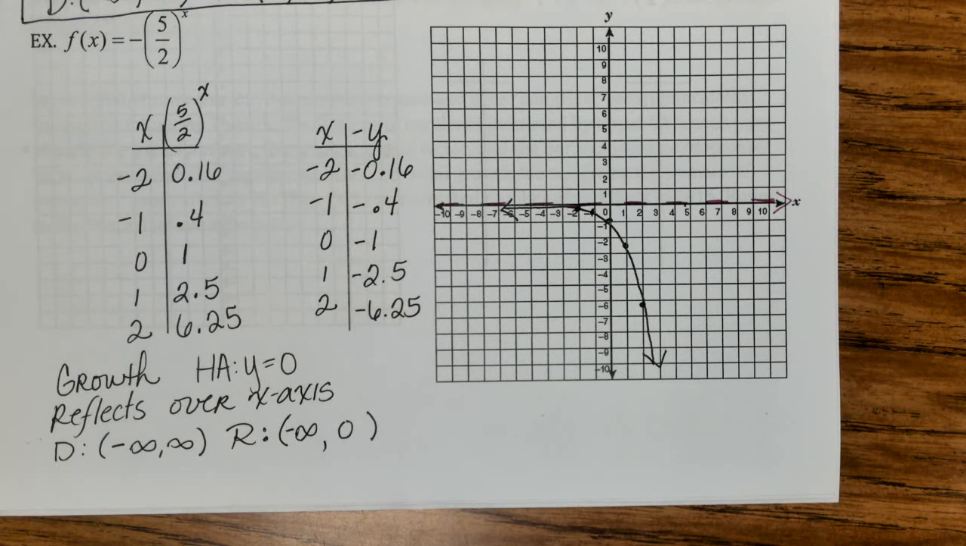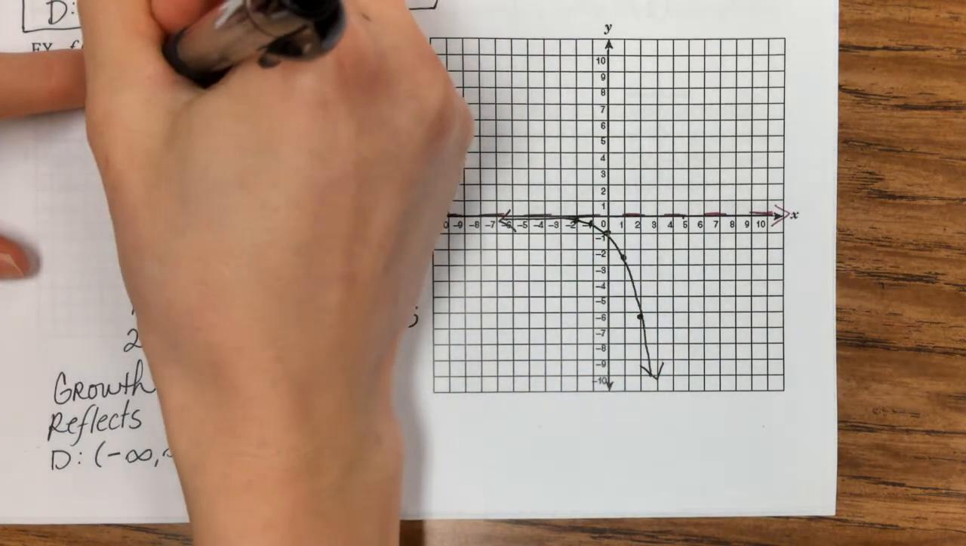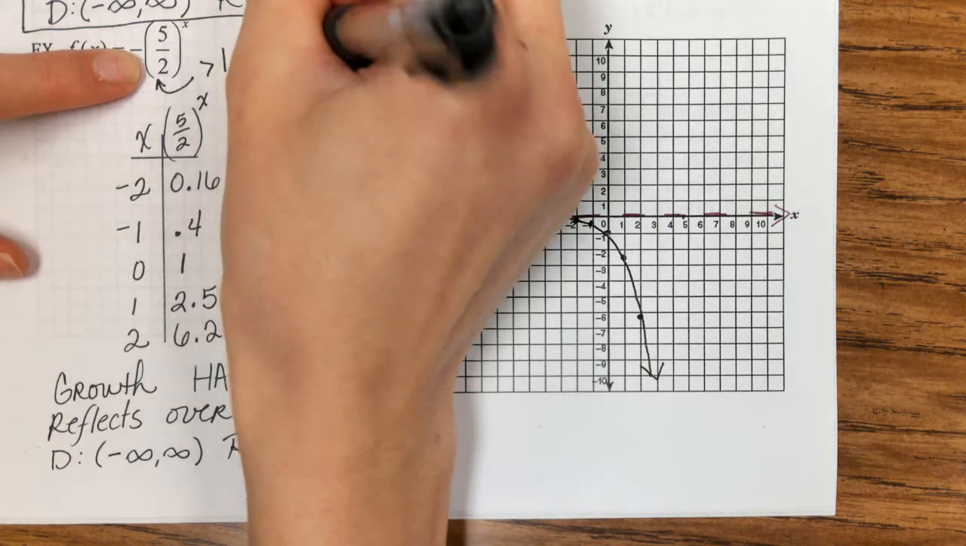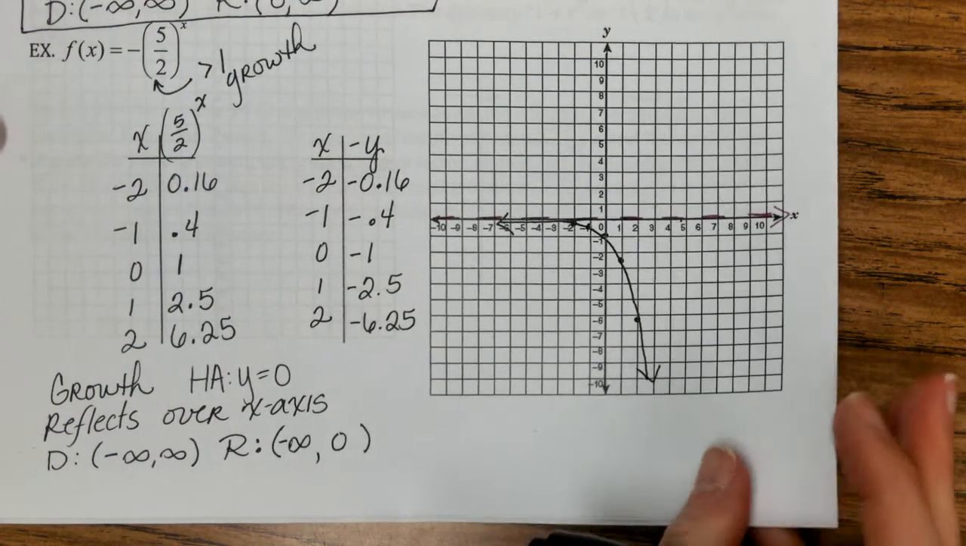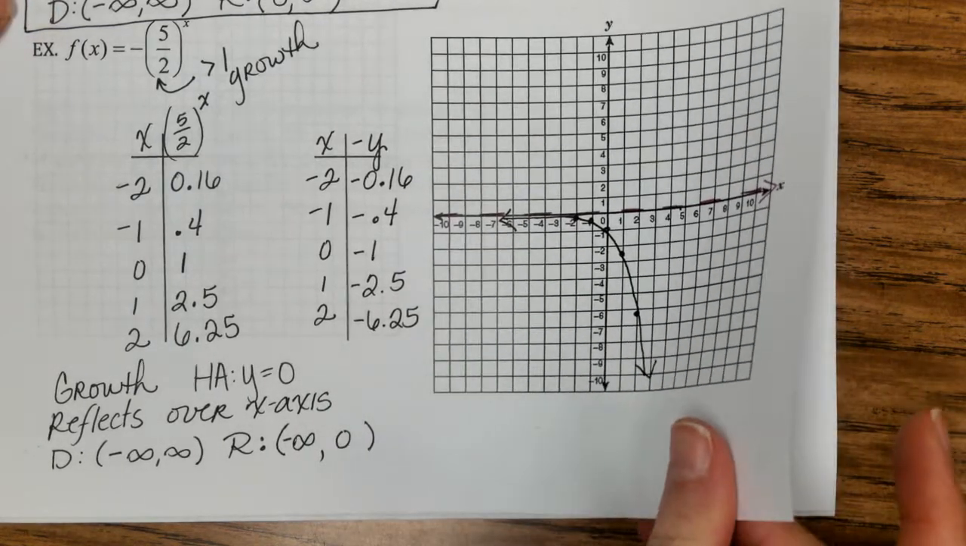So you're going to have to be careful when you have a fraction here. The value is more than 1, so that's what still makes it a growth. Don't let your transformation of reflecting it confuse you. You're good?